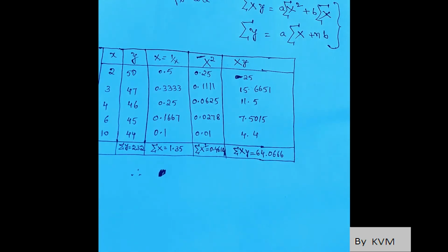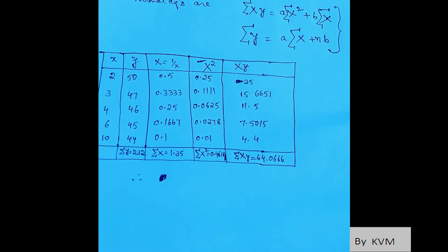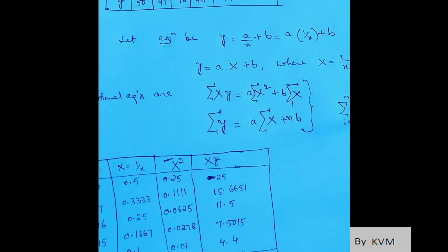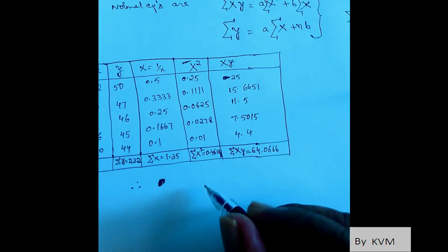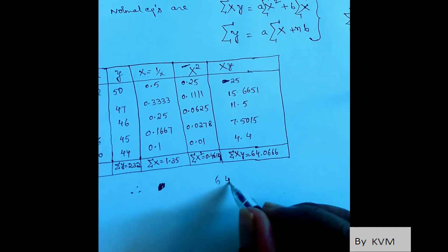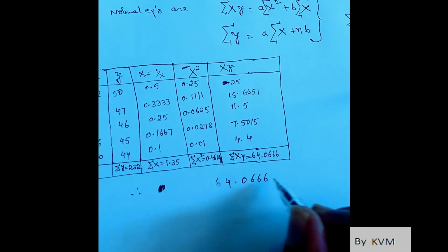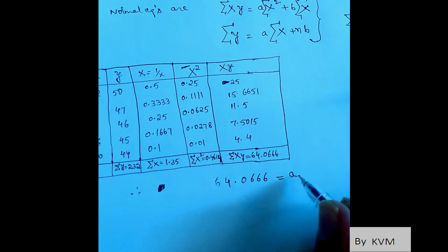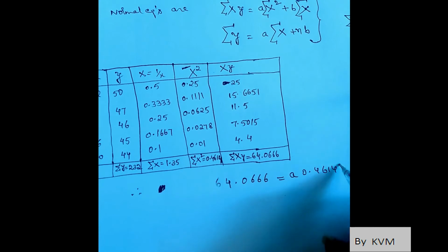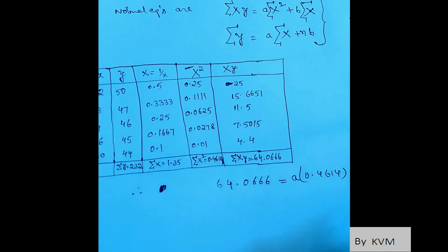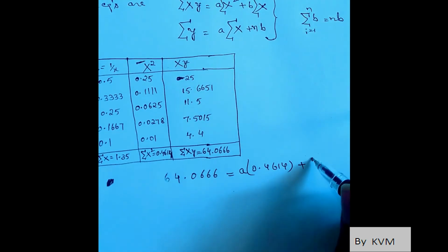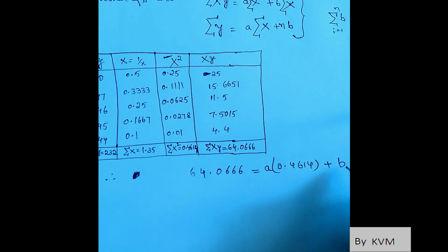64.0666. So now after constructing the table, substitute all the values in the normal equation. So sigma capital X into y is 64.0666. This is equal to a into sigma capital X square, 0.4614, plus b into sigma x. Sigma x is 1.35.